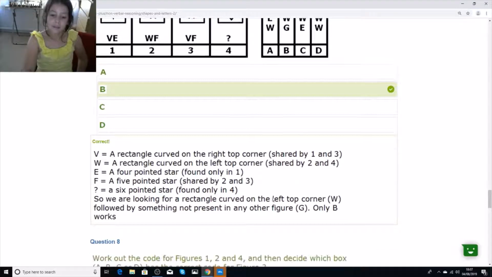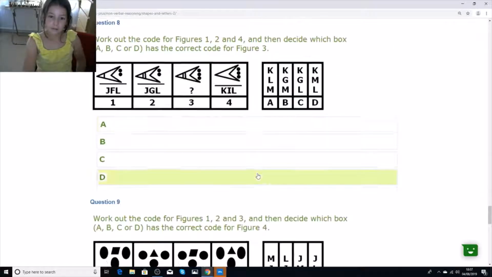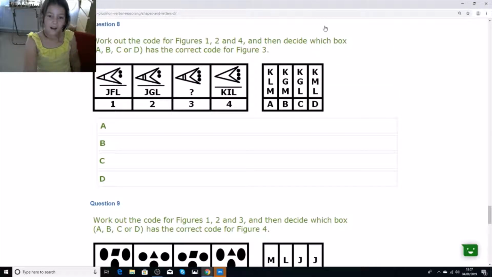Okay, done. So question 8. Here we have J and J. So this is what they share for the first letter. It's probably because of the balls. Maybe it's a line. No, it isn't the line, because the fourth figure also has the line, so it's not that. It's the balls.